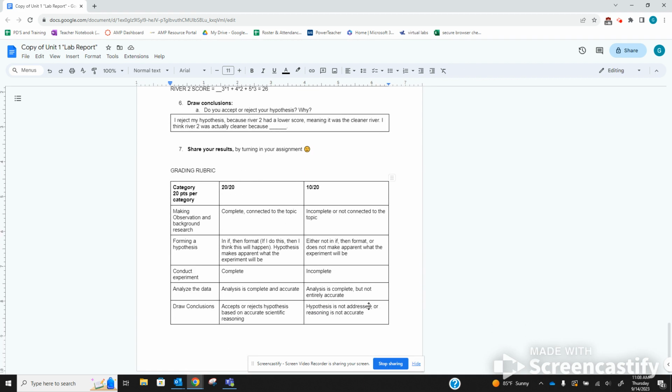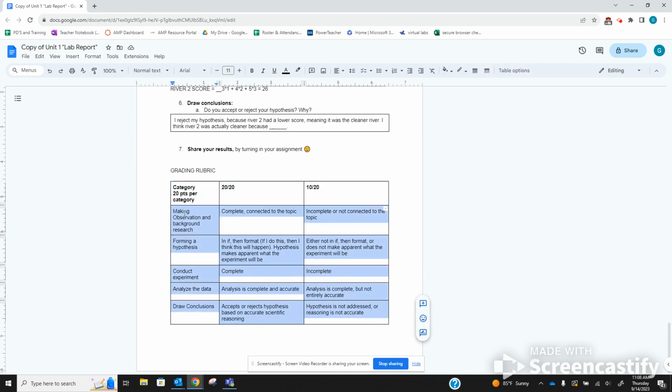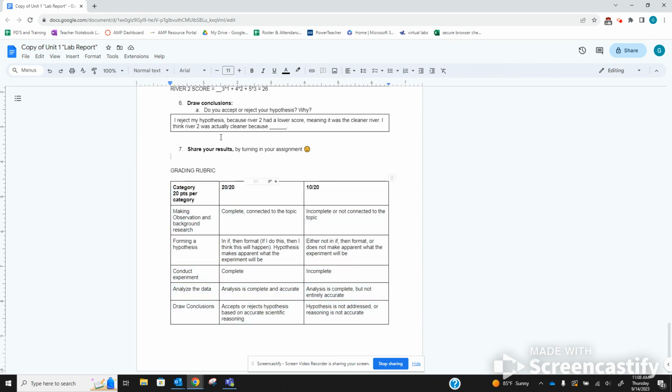And then if you're curious how you're going to be graded on this assignment, that is all listed right here as well. This column indicates getting full points. This column is what you would get half points for.